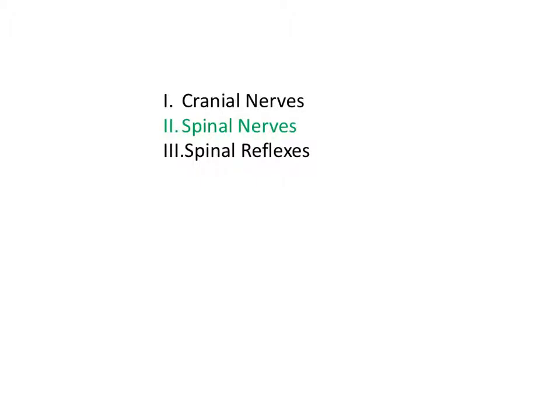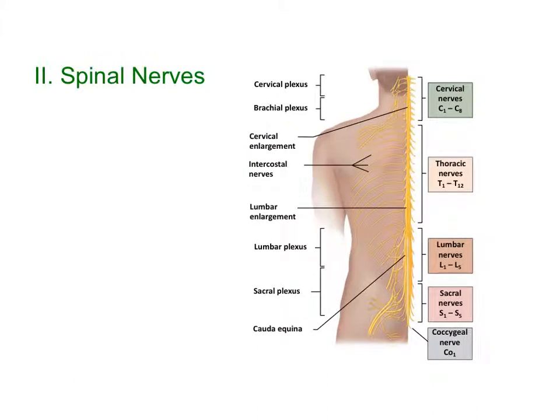What we will cover next are the spinal nerves. So spinal nerves we didn't really talk about in lab. There are 31 pairs of them. And each spinal nerve is mixed function, containing both sensory and motor nerves.